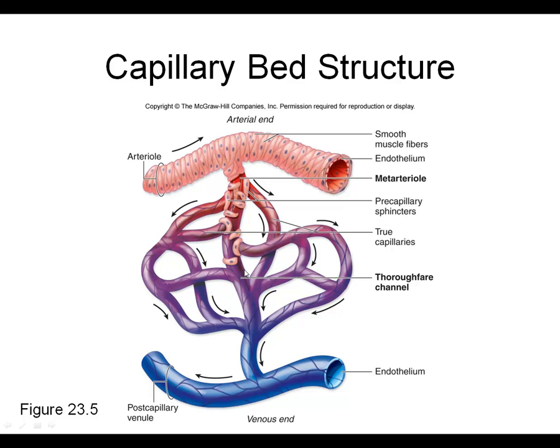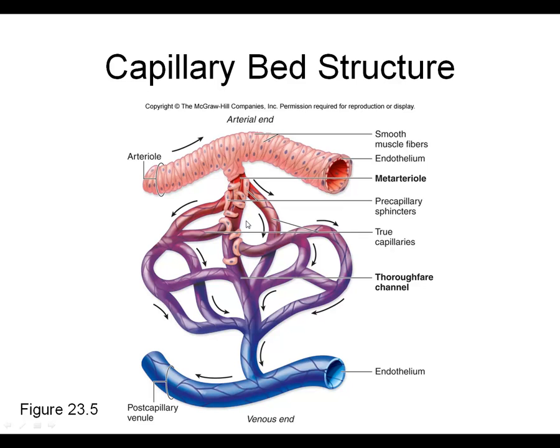So, anatomically speaking, here's what we're looking at. We have an arteriole and we have a venule. The arteriole will give you meta-arteriole. The continuation of the meta-arteriole is what we call thoroughfare channel. The thoroughfare channel is going to connect straight the meta-arteriole into the venule. Sounds good?